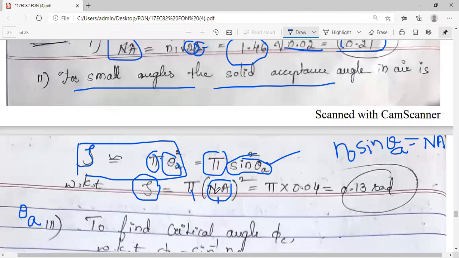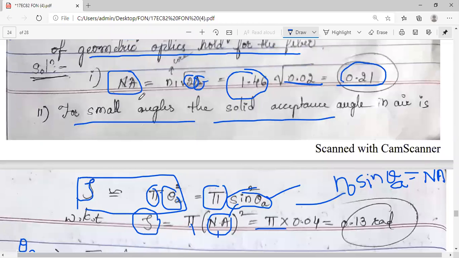So that is the geometry of the acceptance cone you have considered. So with that, pi into numerical aperture square. And air is the medium, so N0 is equal to 1. And pi into, you have already calculated numerical aperture, that is 0.21 square. So 0.04 I have got. You check what is the answer. And zeta value, that is solid acceptance angle, is 0.13 radians.